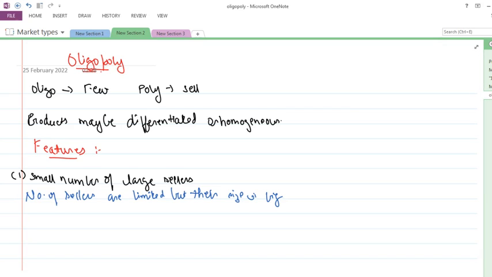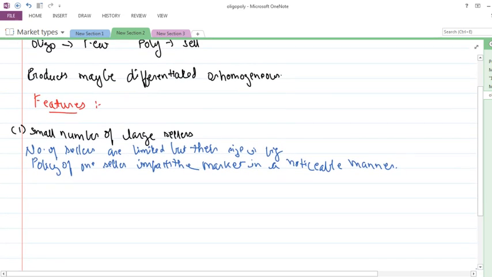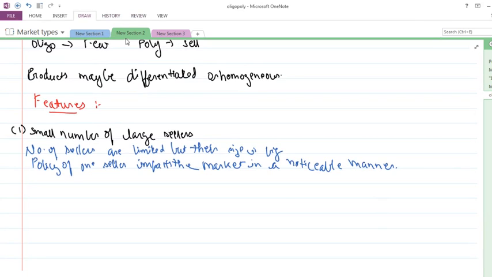The policy of one seller will have a noticeable impact on the market price. The policy of one seller impacts the market in a noticeable manner, mainly on price as well as on output.